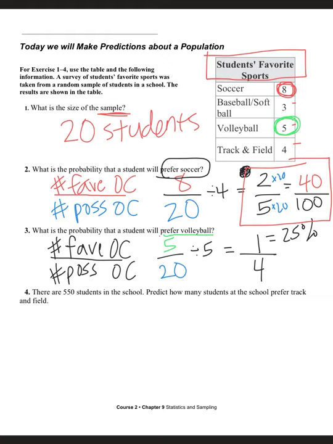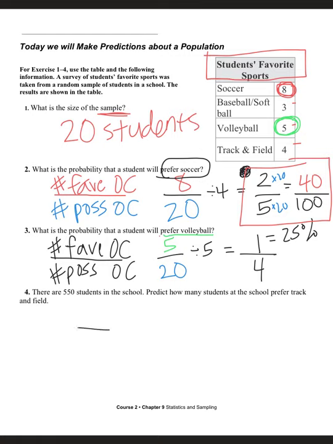Now let's go to the last problem. The last problem says there are 550 students in the school. Predict how many students at the school prefer track and field. So this is where we're going to actually make the prediction, right? We're going to use the probability from the sample that they gave us, and then we're going to write a proportion to make a prediction.